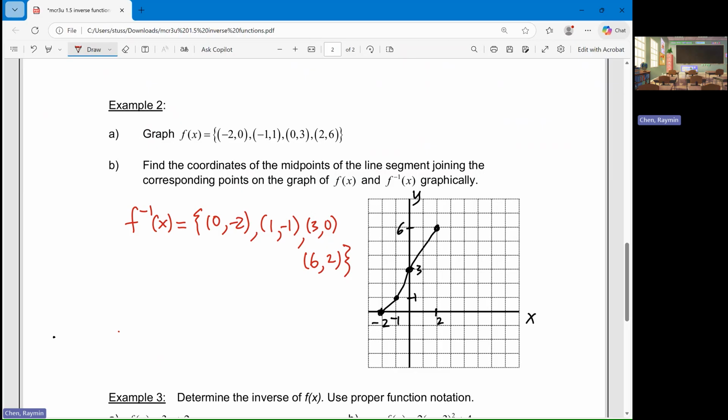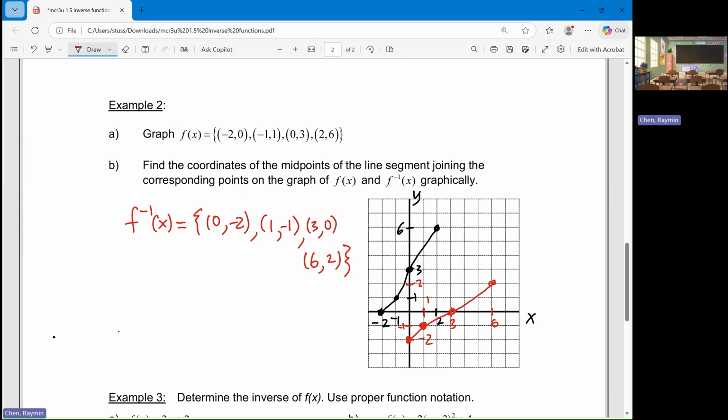Much better. Where is (0, -2)? (0, -2) is right there. Where's (1, -1)? It's right there, that dot that I placed there. (3, 0), it's right there. And (6, 2) is right here. Notice we're going to connect exactly in the same order.